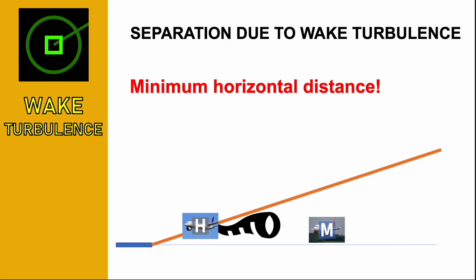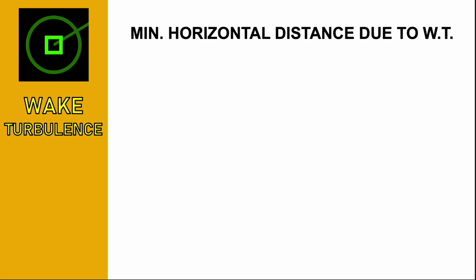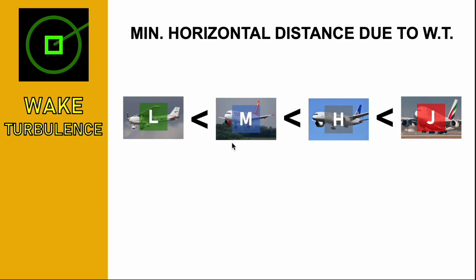And here, when the minimum distance is respected, this is what you achieve. You make it safer. So what is the minimal horizontal distance due to wake turbulence? In this case, just pay attention to this diagram. When the light traffic is in front of a heavier traffic, there is no wake turbulence separation, because the wake turbulence that a lighter traffic generates doesn't affect the traffic that is heavier.